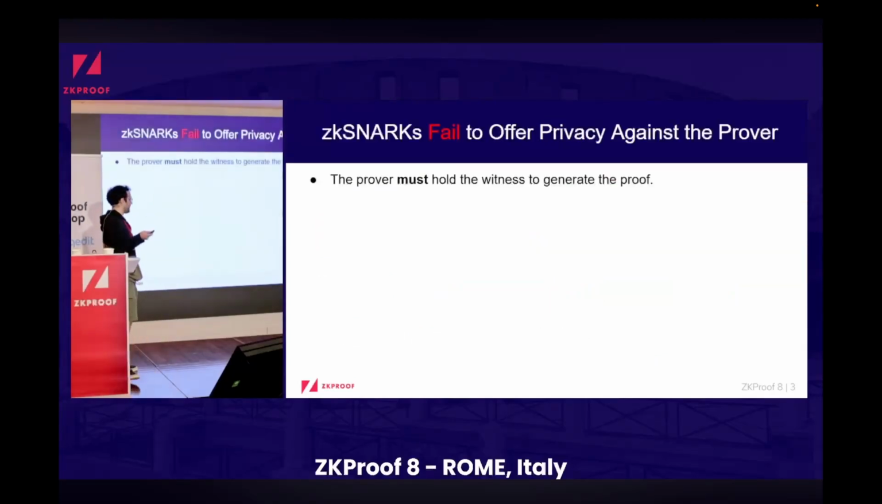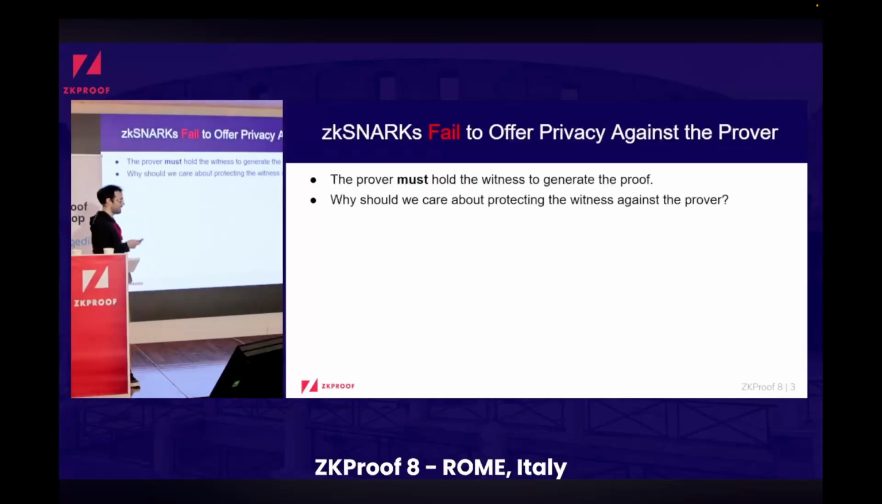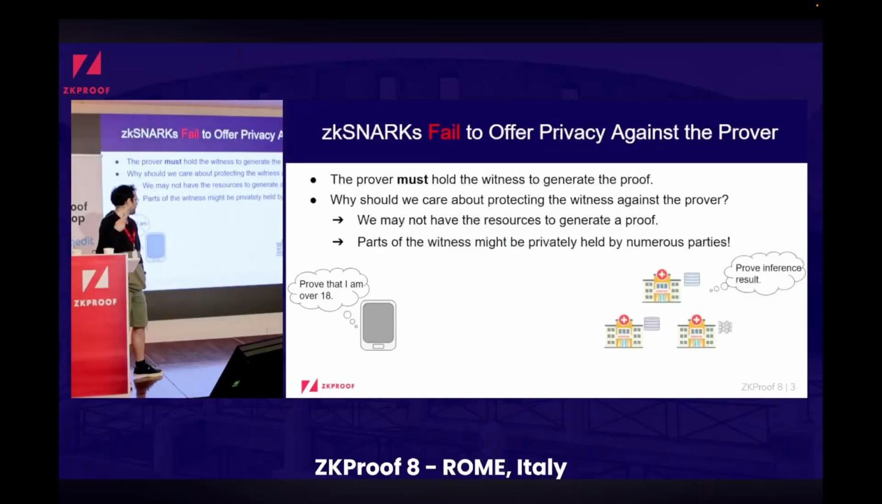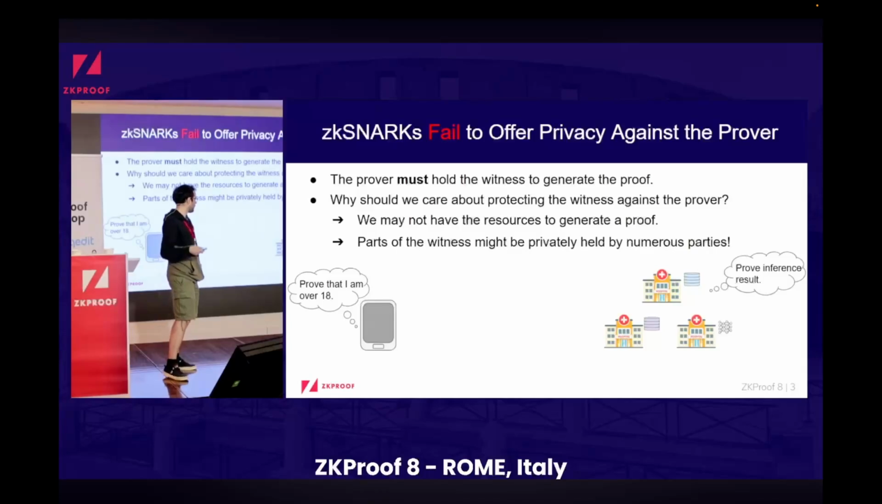Now, while ZK SNARKs do a very good job on protecting the privacy of the verifier, unfortunately, they don't do so for the prover. And that's because the prover, in order to generate the proof, must hold the entire witness. Unfortunately, in some cases, this is undesirable. For instance, there might be a party that holds the entire witness, but it doesn't have the resources to generate the proof, like we saw in the previous lecture. Or we might have multiple parties who hold only part of the witness, and they want to jointly construct a ZK SNARK over the entire witness.